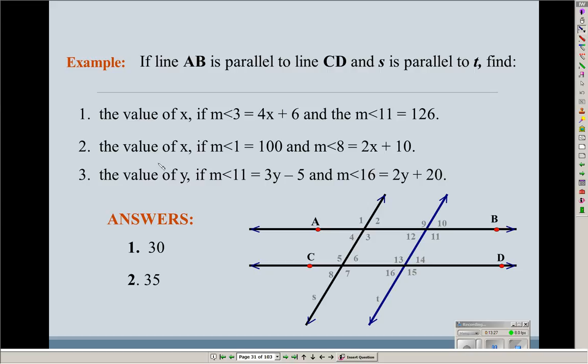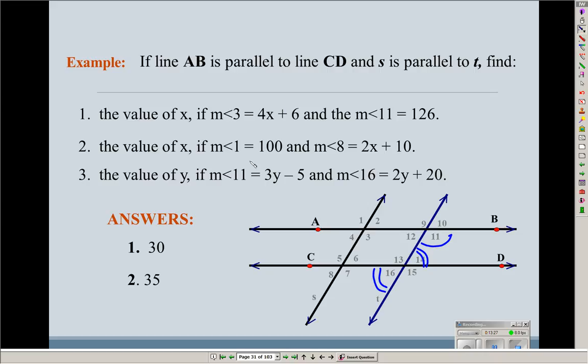For this last question, the value of y is what we're looking for. If the measure of angle 11 is 3y minus 5 and the measure of angle 16 is 2y plus 20. If you look at these angles, they don't make any special pair. However, I can see right off that angle 11 is obtuse and angle 16 is acute. So it looks like we're going to add these up to equal 180. But I can make them a special pair. If I look here, 16 and 14 are vertical angles. And now if I compare 11 with 14, those are consecutive interior angles, which are still supplementary. So either way, they add up to 180.